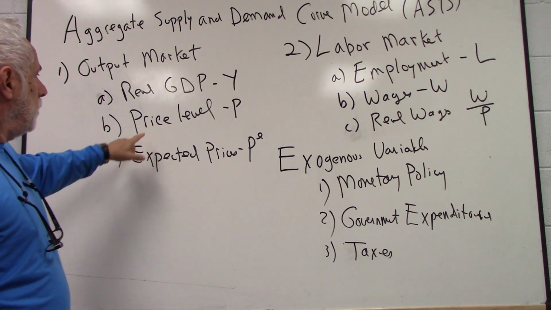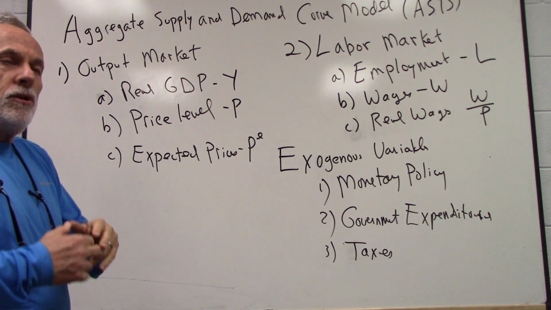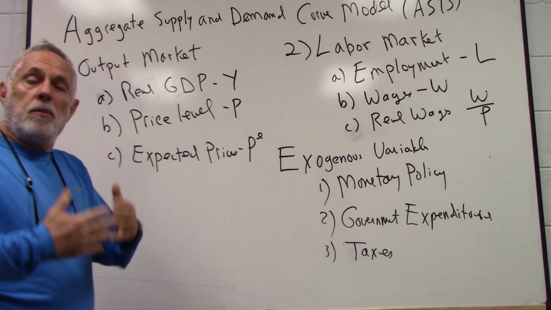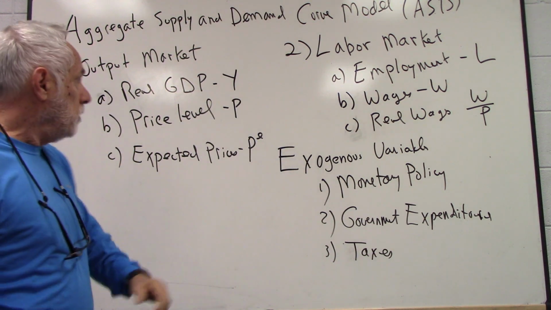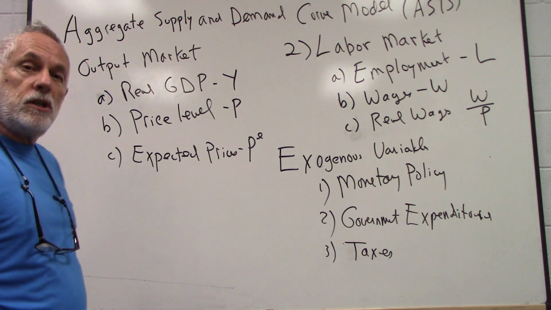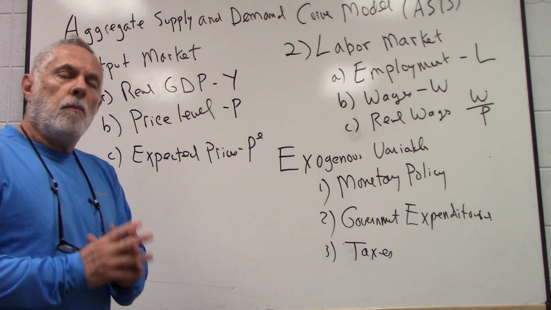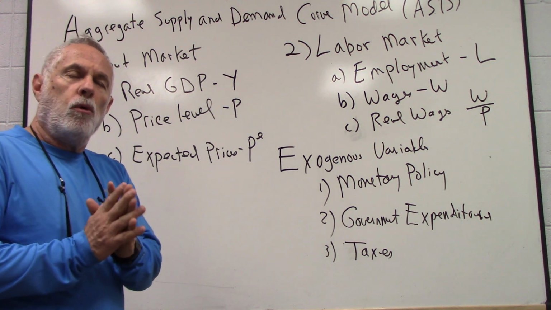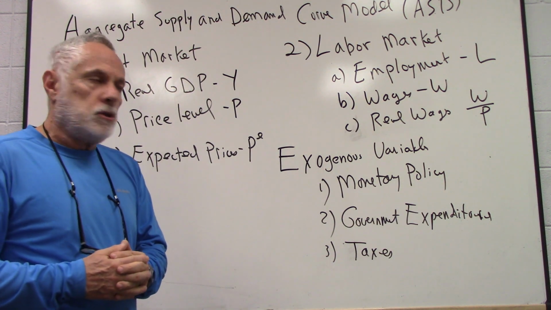We're also going to solve for the price level, which is a measure of how costly it is to buy goods and services, because we now want prices to be endogenous. So we have output endogenous, prices endogenous, and we also have expected prices. I'm not going to spend too much time on that right now, but expected prices play an important role in how people make decisions in the near-term future.